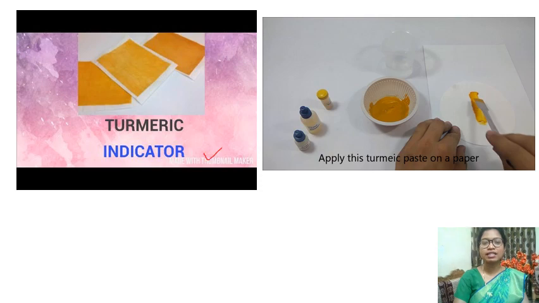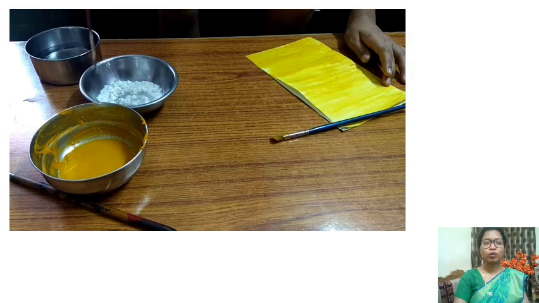So turmeric is an indicator and we have to take turmeric powder, water and some paper and apply it on the paper. You can see we have to make turmeric paste by taking turmeric powder and adding it in the water, and we will also take detergent powder and add it with water and make detergent solution. And turmeric paste is applied on the piece of paper and now it looks yellow.